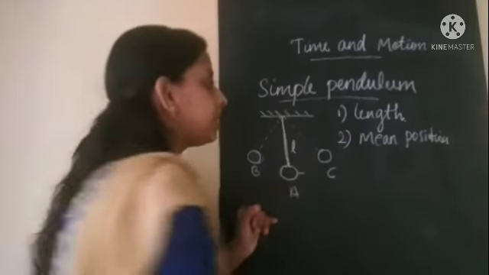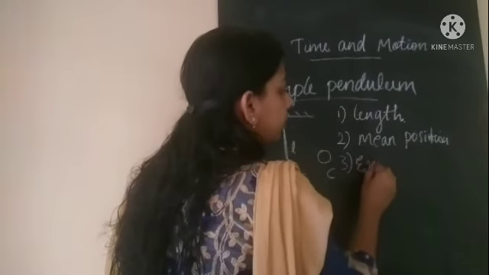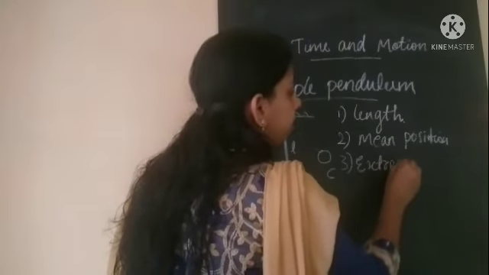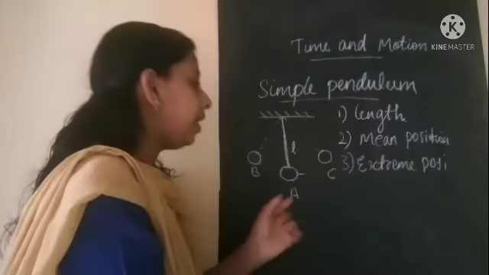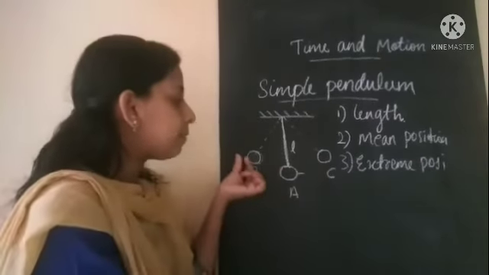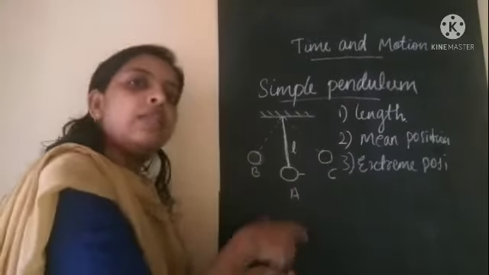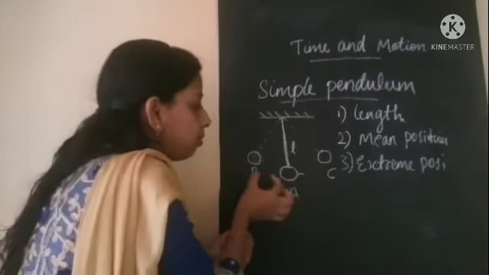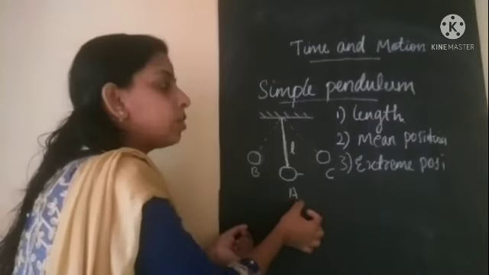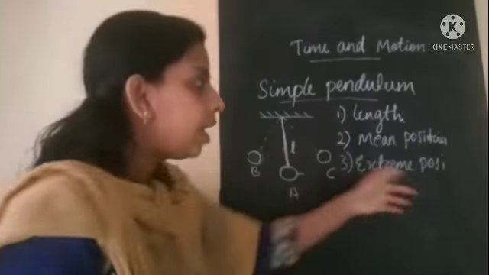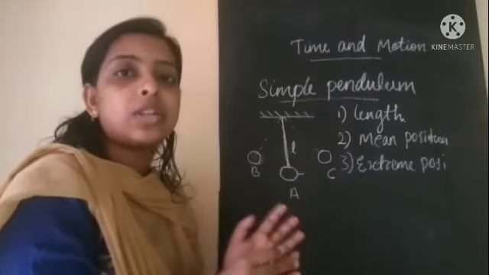Next, the third one is extreme position. Extreme position means the maximum displacement of the bob. That means B and C are the extreme positions. The bob has moved the maximum from the rest position or mean position. That is considered as the extreme position. In this figure, AB and AC are the extreme positions.